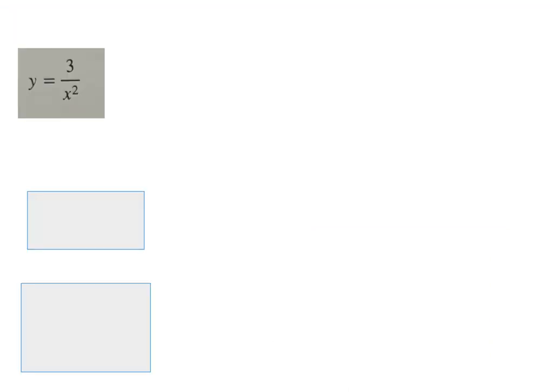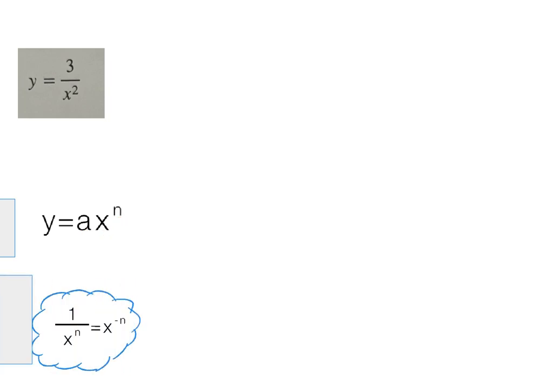So here's our first question, or first expression. We have y equals 3 over x squared. Now, to differentiate it, we are going to need to put this into a form that we know how to differentiate, so we need to make it become something like y equals ax to the n. To do this, you need to know one of your rules of indices, which is this one here, that if we have 1 over x to the n, then that is equal to x to the minus n.